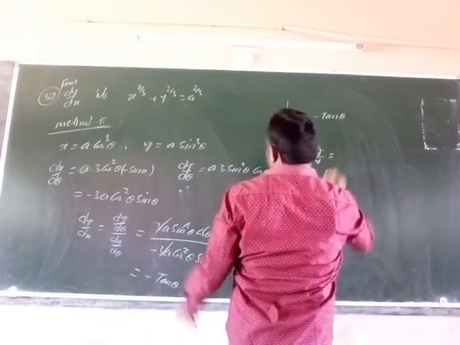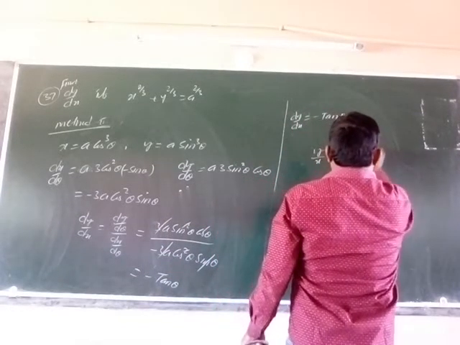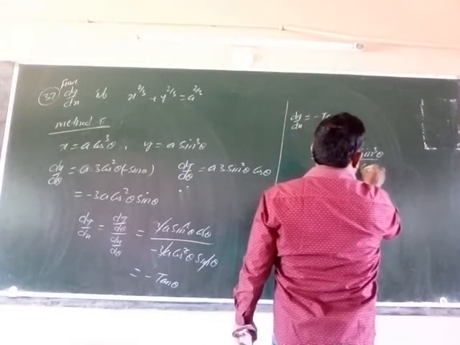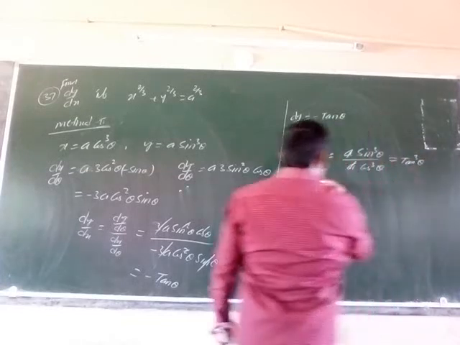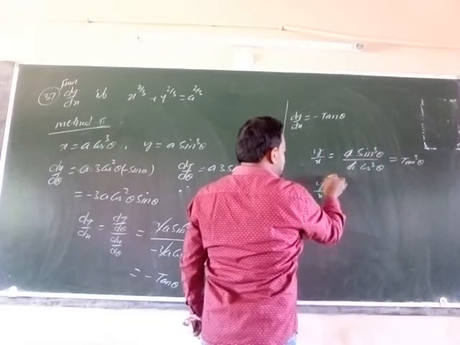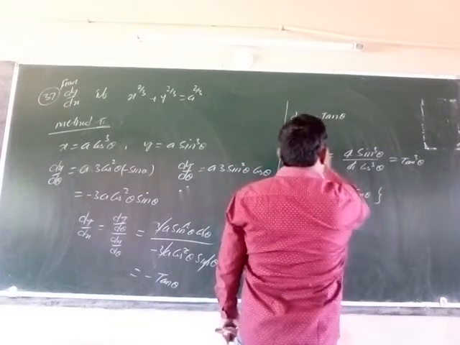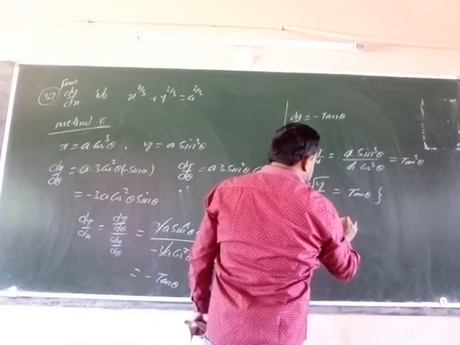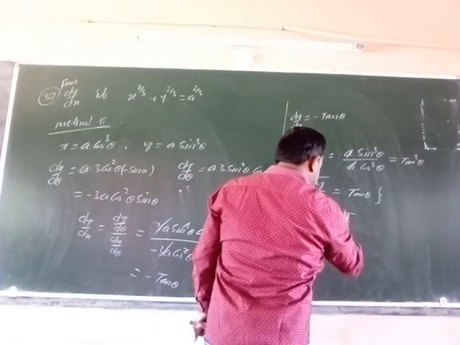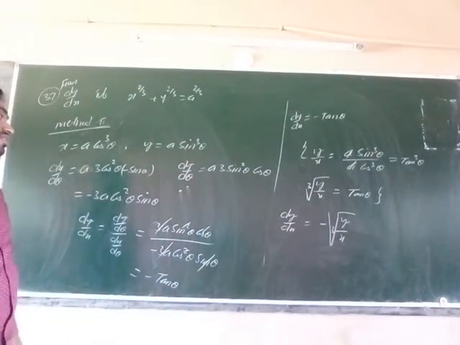What are we getting? y by x is equal to a sin cube theta by a cos cube theta, so a gets cancelled. This is tan cube theta. So you apply the cube root on both sides, and this is equal to tan theta. So from tan theta, what are we writing now? Minus third root of y by x. Like this we are writing. You see once again carefully, then you get this answer.